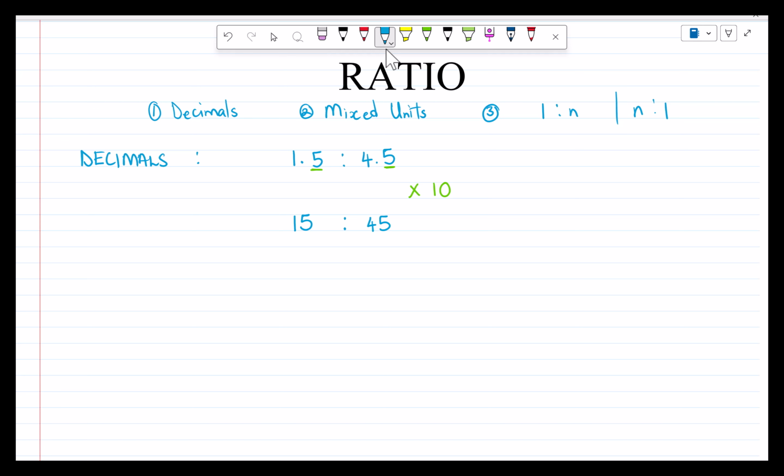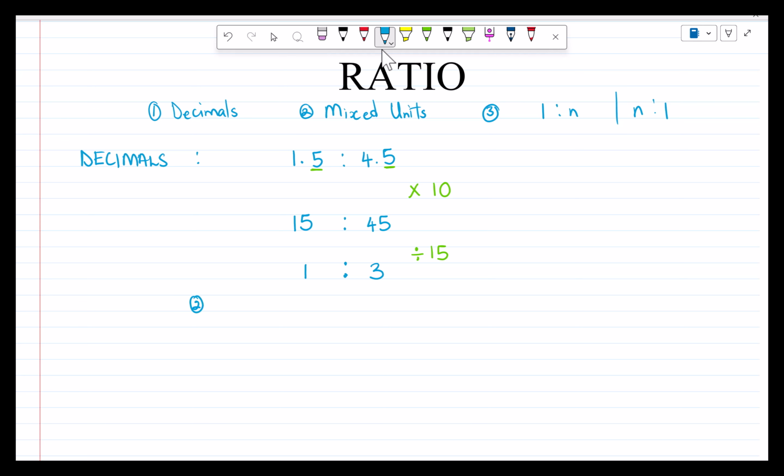Now that we have whole numbers 15 and 45, we can go ahead and look for the highest common factor of 15 and 45, and our highest common factor is 15. So we're going to divide both sides by 15. 15 divided by 15 is equal to 1, and 45 divided by 15 is 3. Now we have a ratio of 1:3, and we cannot further simplify this. Hence, this is the simplified solution.